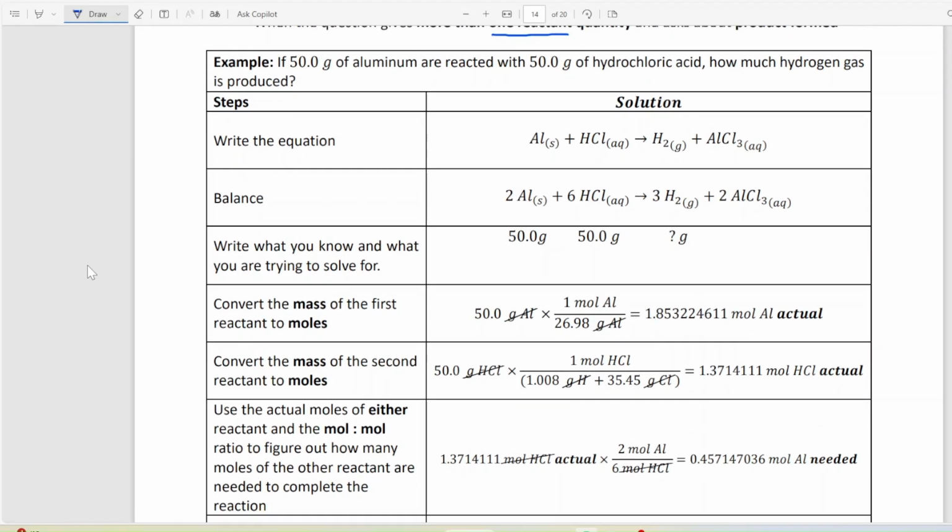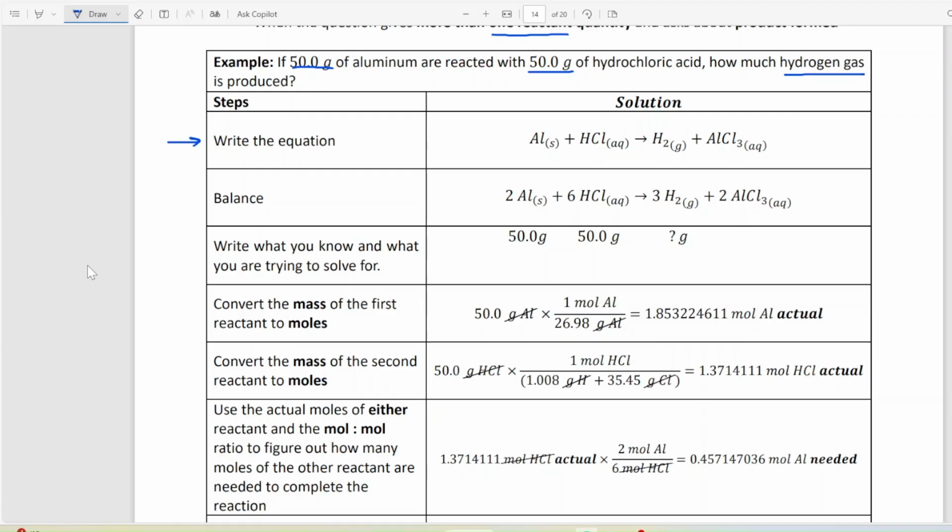If 50 grams of aluminum are reacted with 50 grams of hydrochloric acid, how much hydrogen gas is produced? So the first thing we're going to do is write the equation. We've got aluminum, which is not diatomic, so we're just going to put aluminum, it's a solid, plus the hydrochloric acid, aqueous, is going to produce hydrogen gas. And then what else? Well, it's going to produce the aluminum chloride. Okay, so this is my reaction.